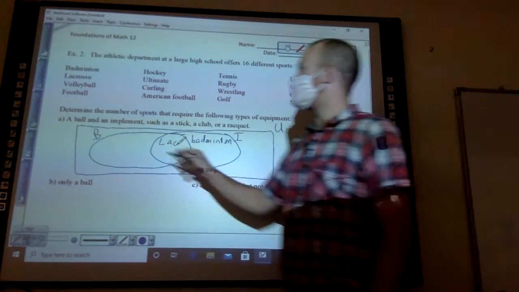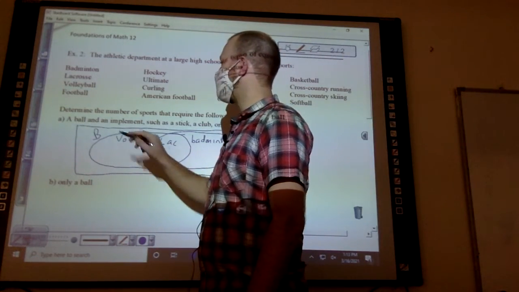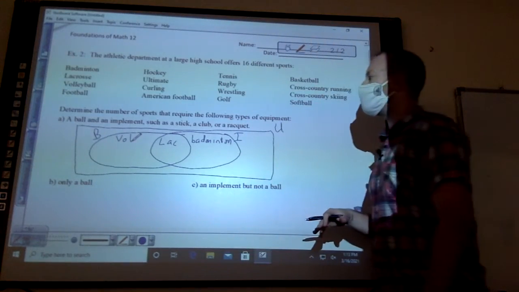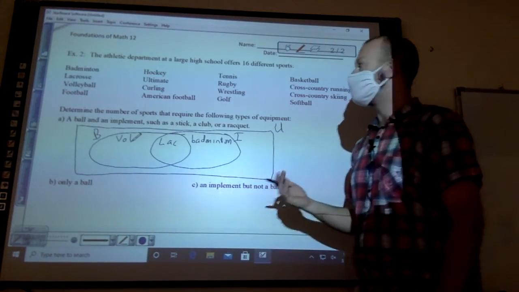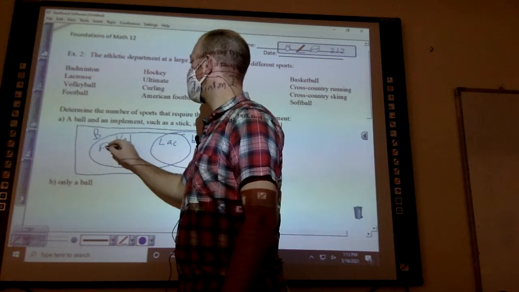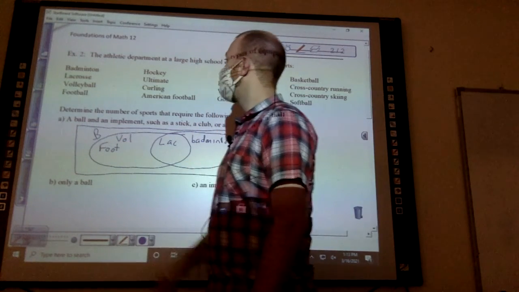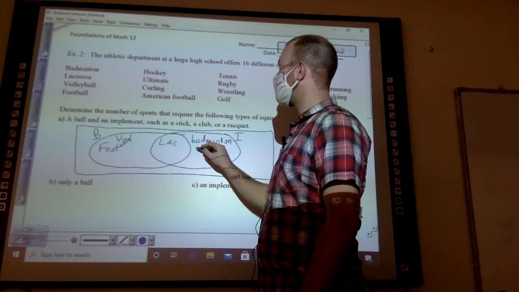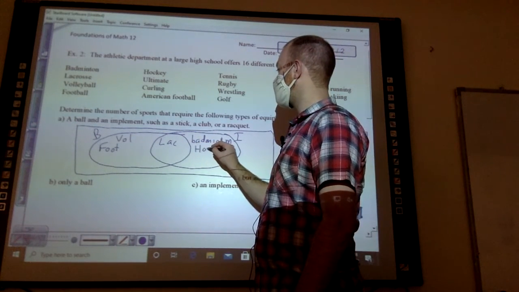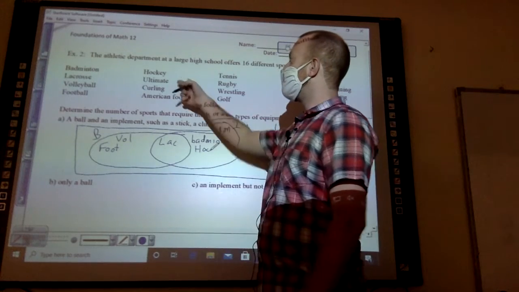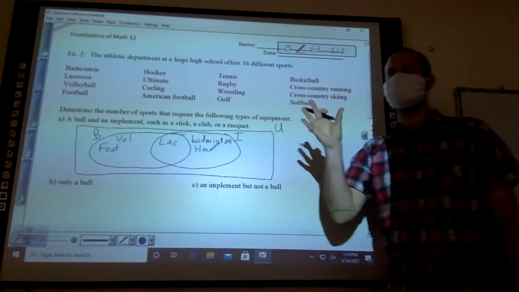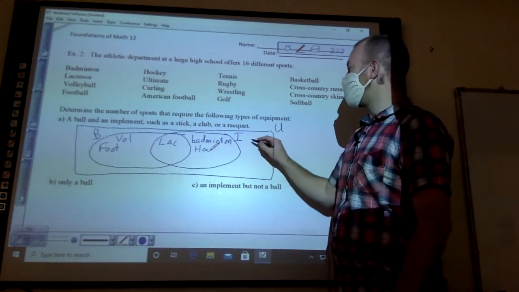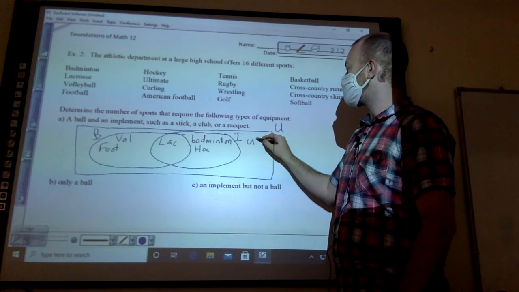Volleyball just has a ball. Put that here for volleyball. Football just has a ball. Hockey has a stick and a puck. So I'll put hockey here. Ultimate, this is just like using a frisbee. So this one's neither. This one goes outside.